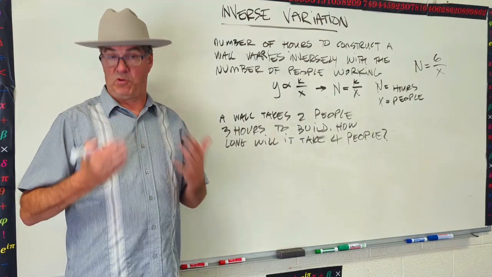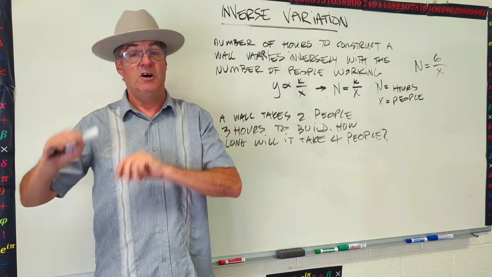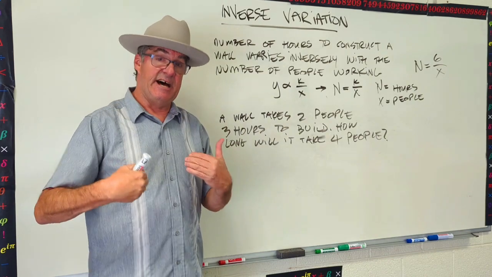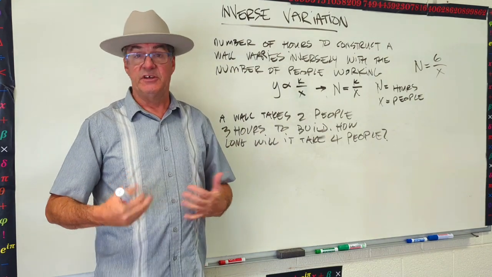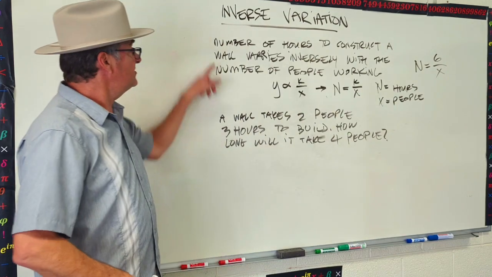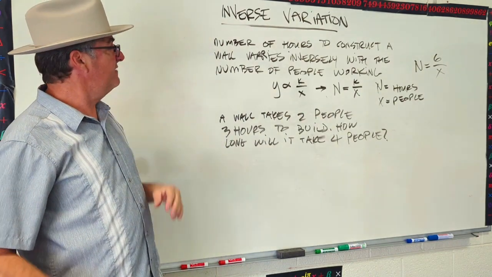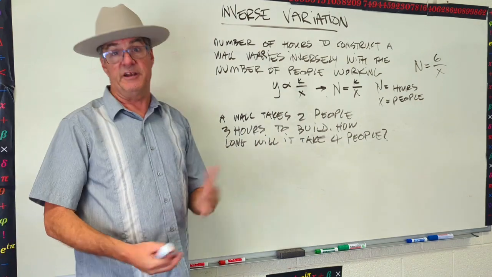Okay, let's do a problem. This is a construction problem, and the more people you have working, the less time it takes to get finished. So that's inverse variation. More people, less time. So let's take a look. The number of hours to construct a wall varies inversely with the number of people working on it, right?